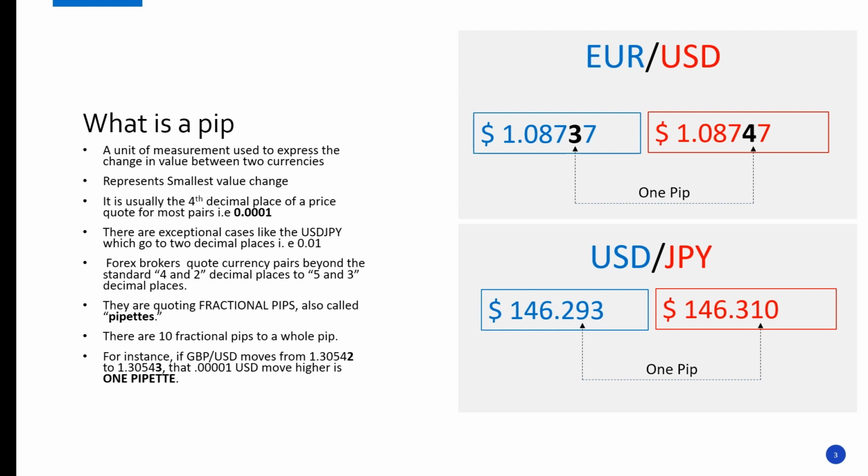So that's basically what a pip is. It is usually used to express the change in value between 2 currencies. So basically the smallest value change between 2 currencies is what you call a pip, and it's the 4th decimal place for most currency pairs. But you have exceptional pairs like USD Japan, where it will be the 2nd decimal place. So that's what a pip is.